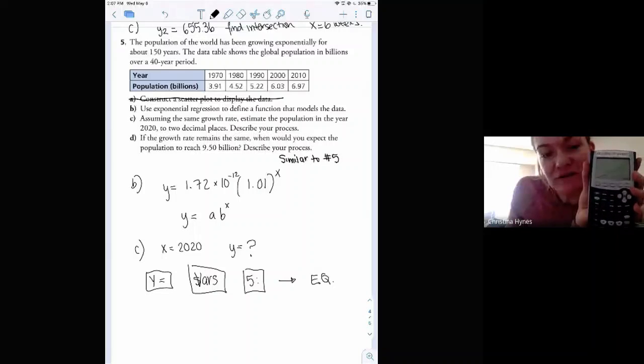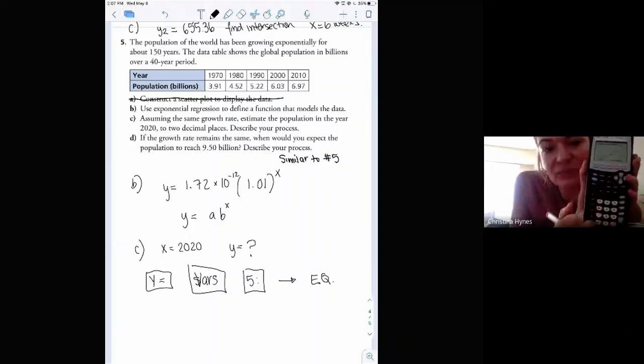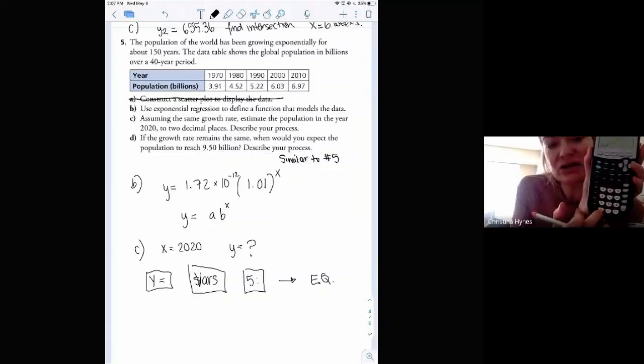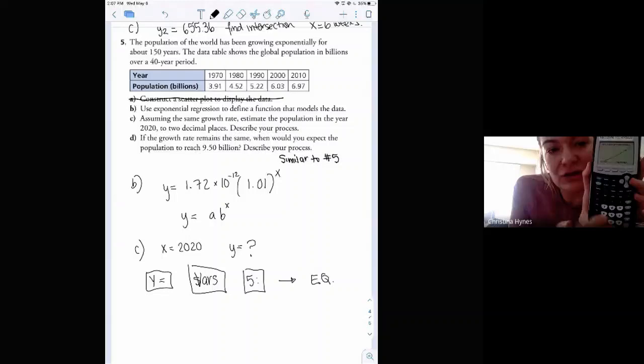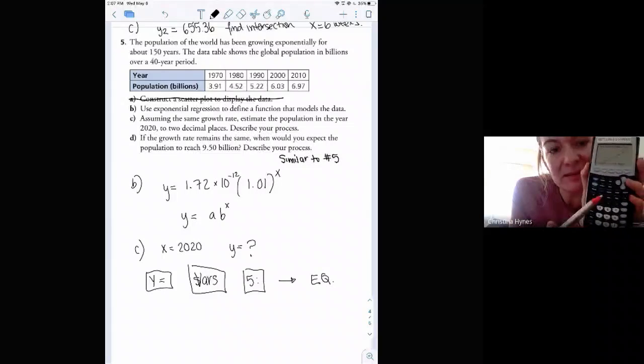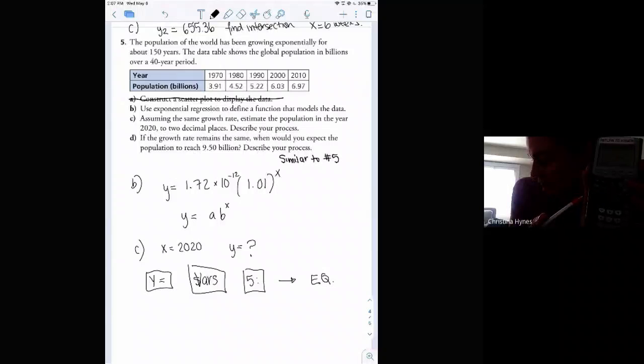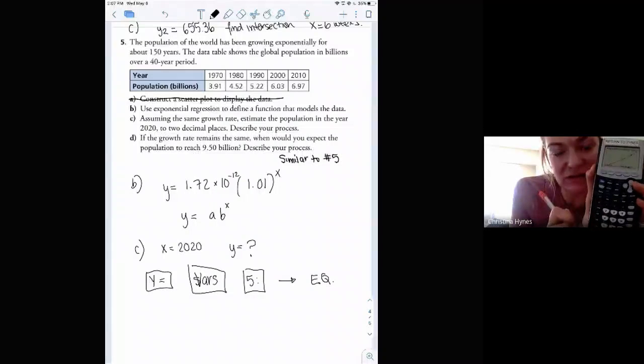Now, the question wants you to find year 2020. So you're going to press the button trace, and then you're going to put 2020. So trace 2020, press enter, and that will give you your answer. The Y answer is your final answer. So this is my Y coordinate, and it is 8.05 billion people. So that's what the population will be in 2020. 8.05 billion people. And they wanted 2 decimal places. That's what the question was saying.